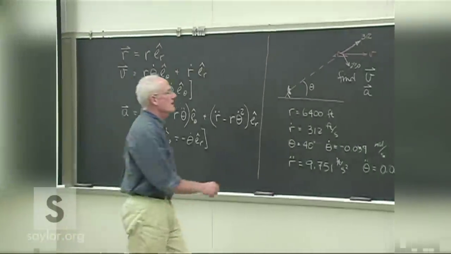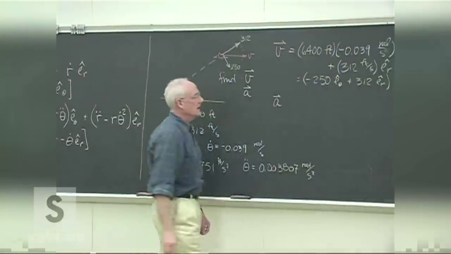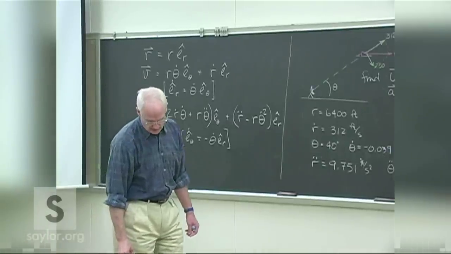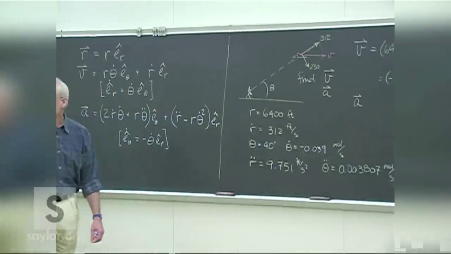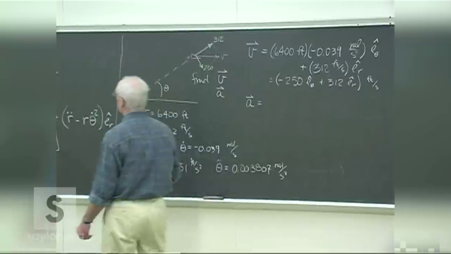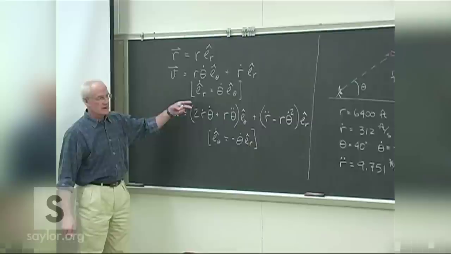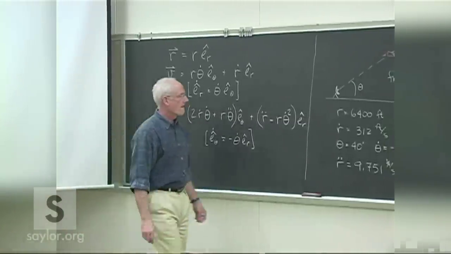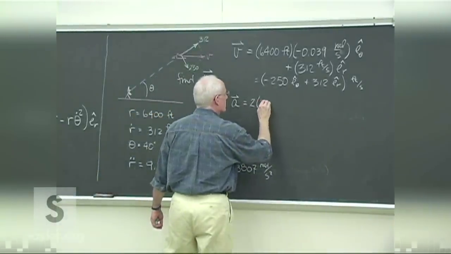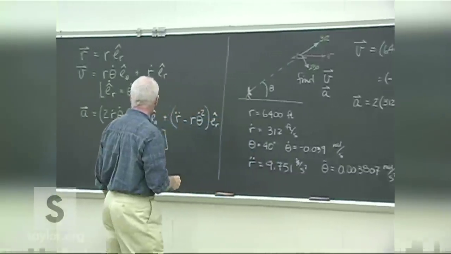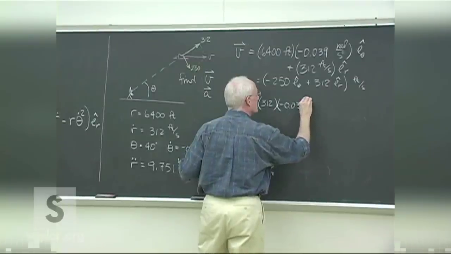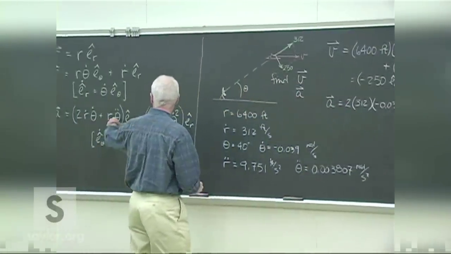All right, you do the acceleration vector in r and theta direction, and then we'll also sketch that on the little picture and see what it looks like. And again, it's a matter of simply taking the acceleration vector and putting in the pieces that we know. R dot, which is the 312. We've already checked the units on everything, so we can be a little more cavalier with it because we got a lot to write.